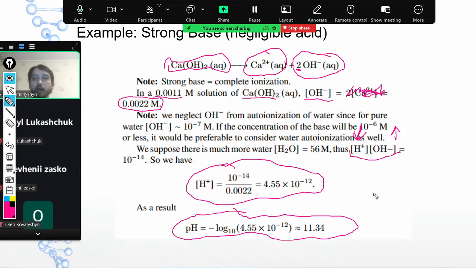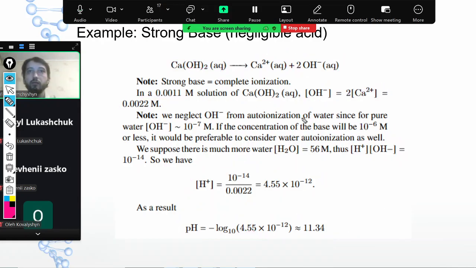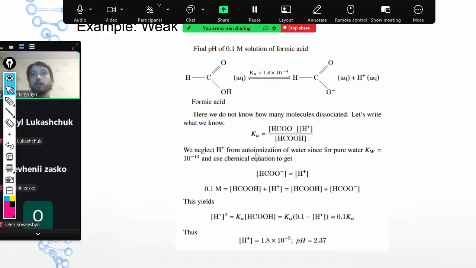11.34. And as you remember, anything that is higher than 7 is considered a base. So this is some sort of basic pH, what was actually expected. So we were expecting that because we were adding base to water. So of course we were expecting that pH will be basic.